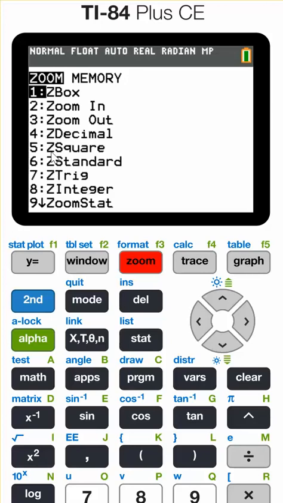Zoom square is another one you could try. It makes the graph look more the way it's supposed to look. I would encourage you to play around with these different screens, but zoom decimal and zoom standard are probably the most useful. Let's do zoom decimal, so option 4.